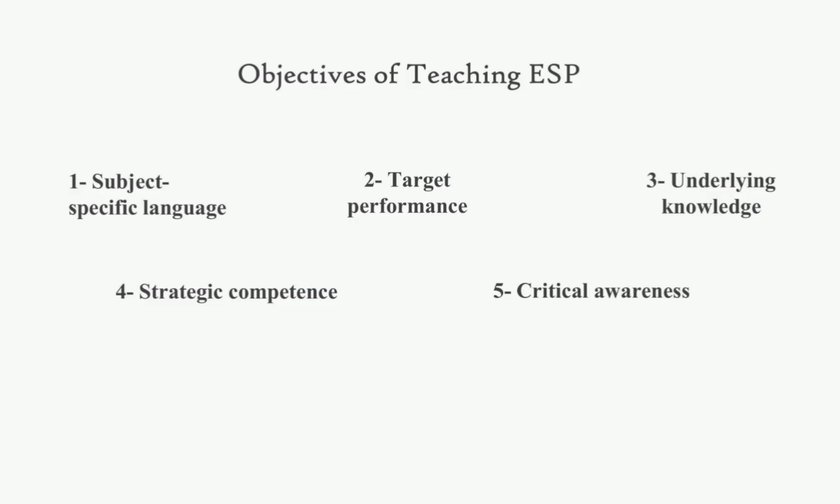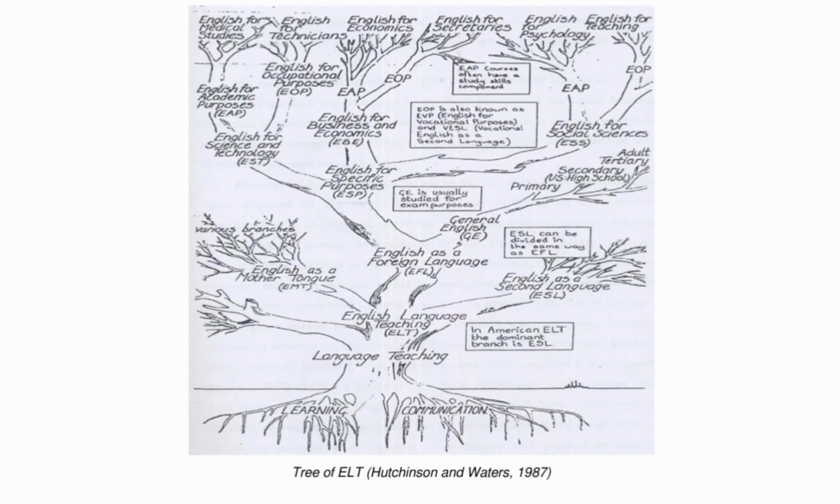ESP also aims to develop strategic competence, allowing learners to solve communication problems effectively. And finally, it promotes critical awareness, encouraging learners to understand the cultural and professional context in which communication takes place. As you can see, ESP is not only learning English, it is about learning to use English effectively in specific situations.